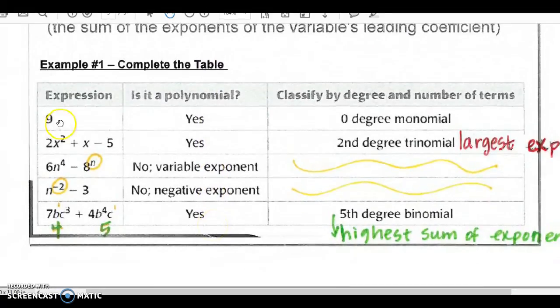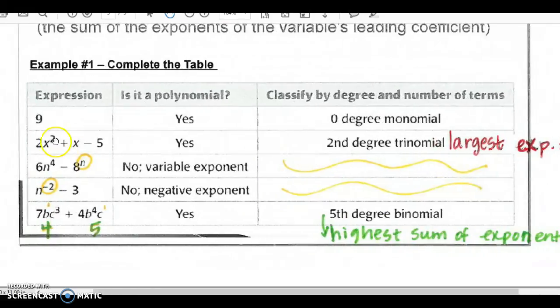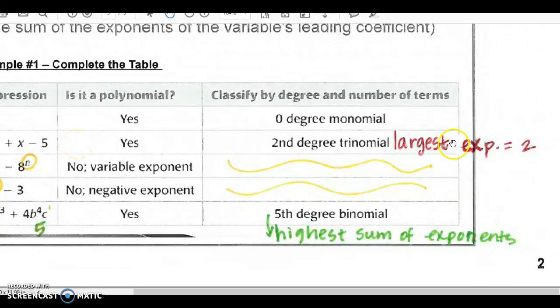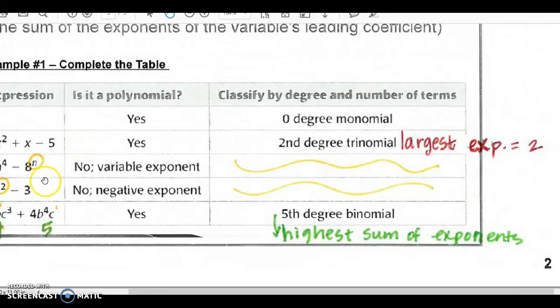For instance, the expression 9, is it a polynomial? Yes, it's got 0 degrees. Why? Because it does not have a variable on it. 2x squared plus x minus 5 is a polynomial. It's a second degree trinomial. It's a trinomial because it is 3 terms, 1, 2, 3, and the leading coefficient's a 2, and the exponent on the x is a squared. So the degree is 2 because it's the largest exponent.